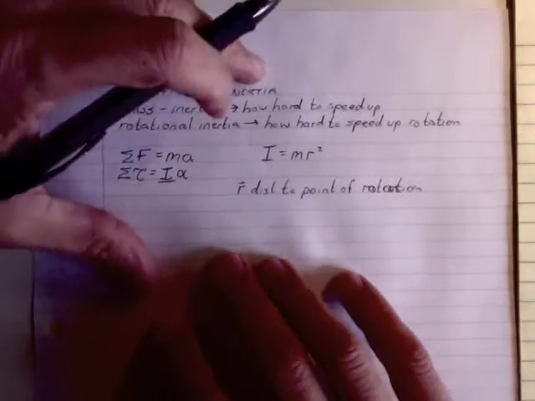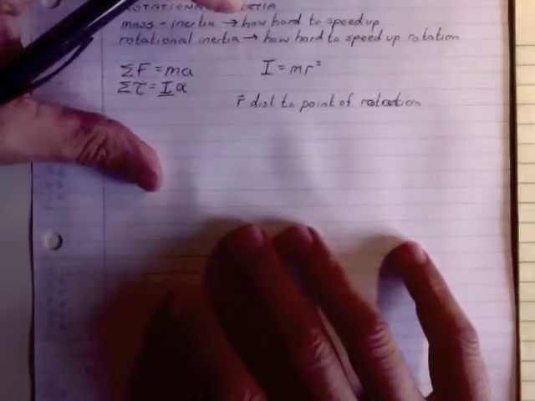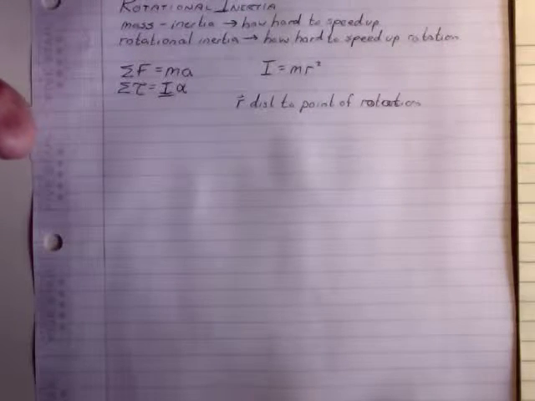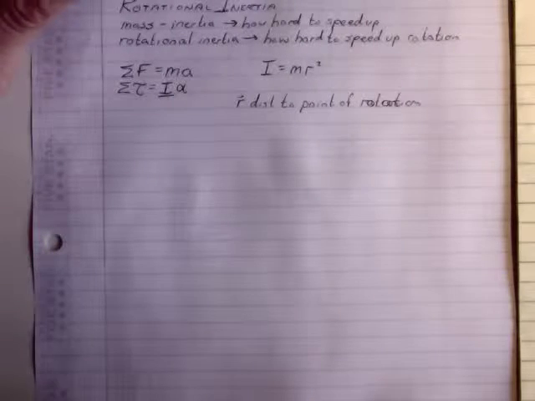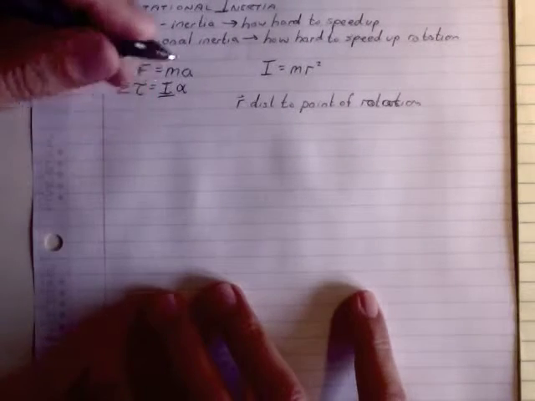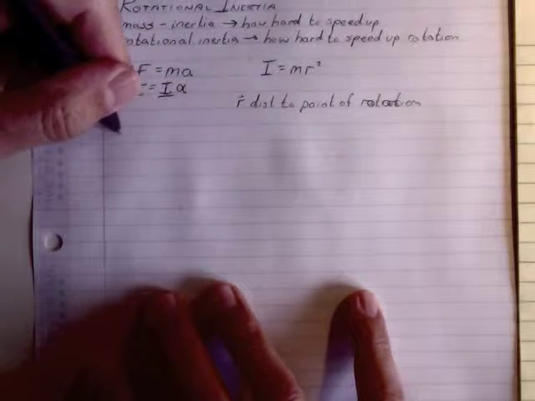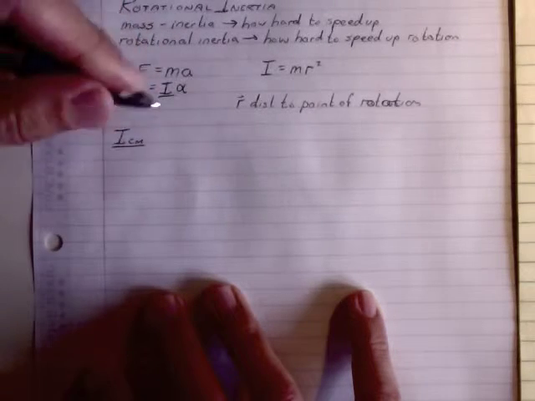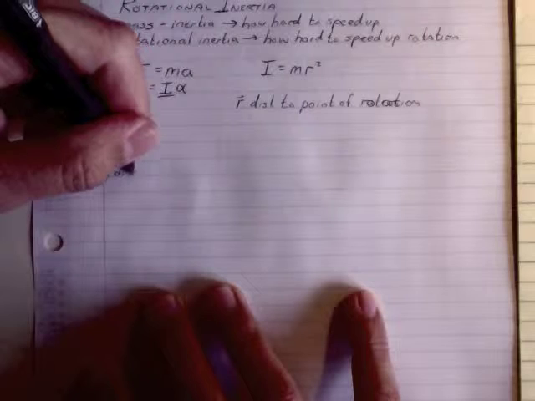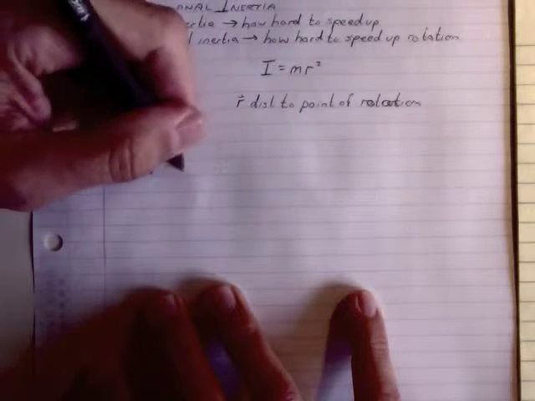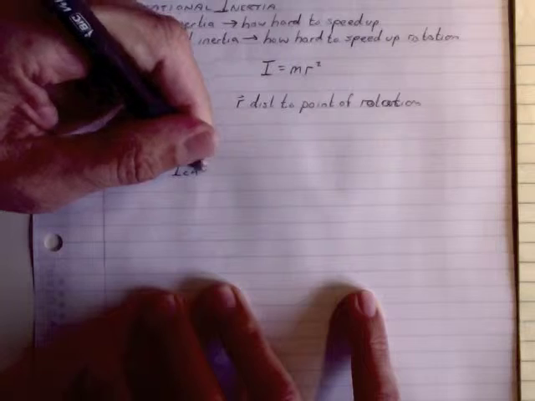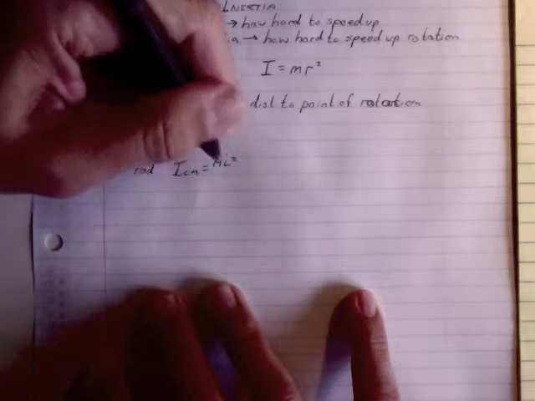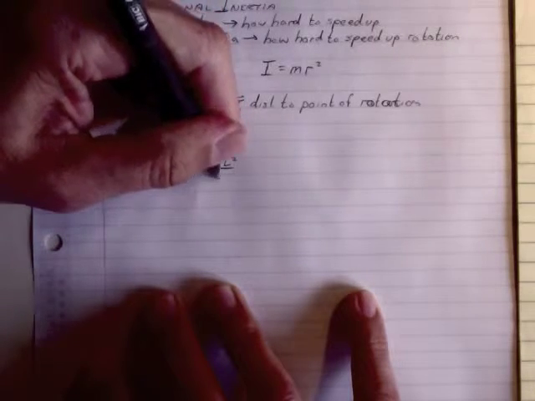I'm going to fly right through this because what I want to get to is how we find rotational inertia for different situations. You can look up tables and you'll find rotational inertia for the center of mass for a bunch of different objects. For a rod around the center of mass, I equals m, the mass of the object, times the length of the object squared, divided by 12.